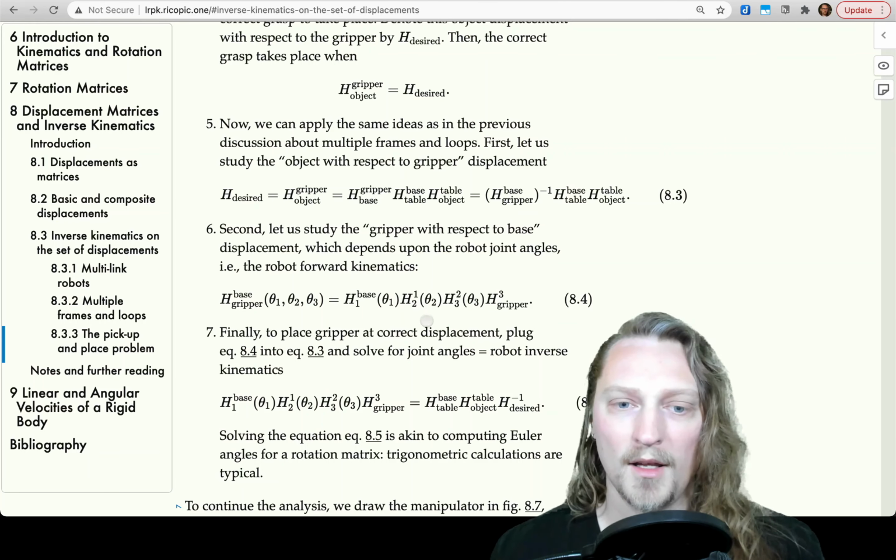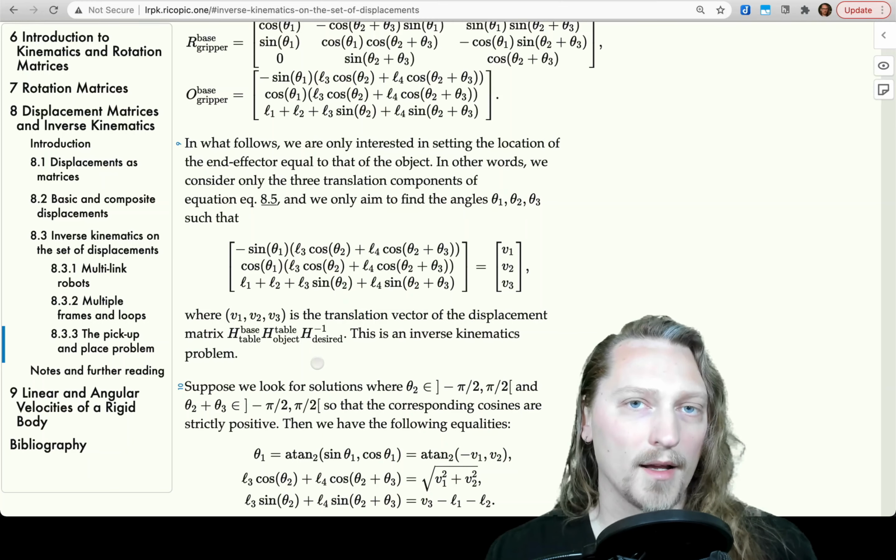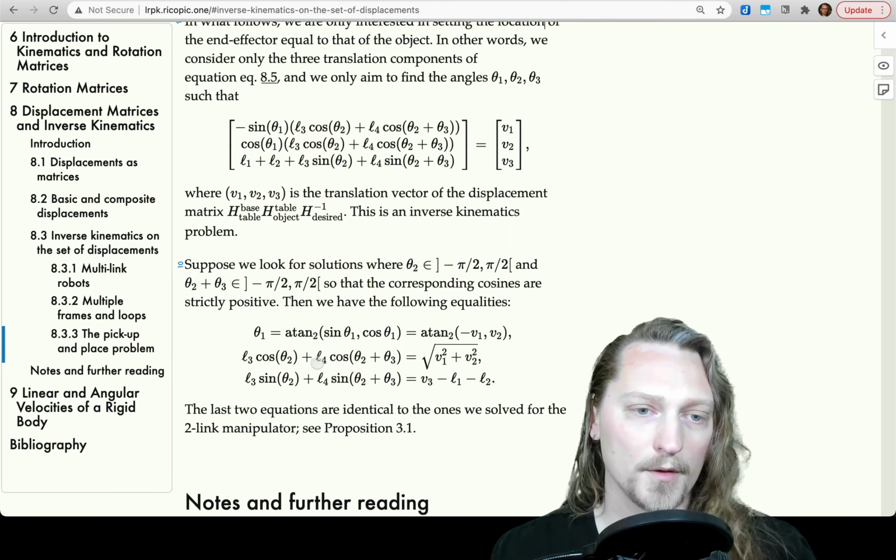In what follows, we are only interested in setting the location of the end effector equal to that of the object. In other words, we consider only the 3 translation components of equation 8.5, and we only aim to find the angles theta 1, theta 2, theta 3 such that this holds, where v1, v2, and v3 is the translation vector of the displacement matrix given here, so the right-hand side of 8.5. This is an inverse kinematics problem, as stated before, and we can solve for those angles.